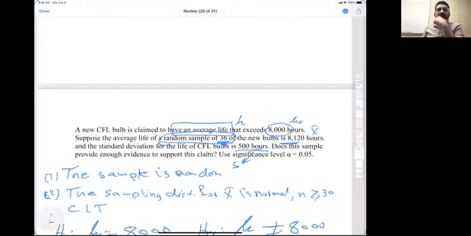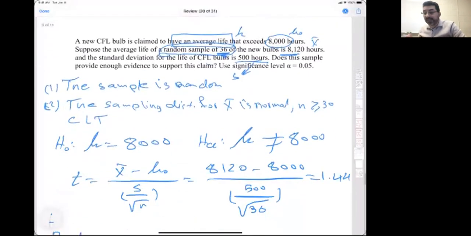He said that here a new CFL bulb claimed to have an average life that exceeds 8,000, right? Exceeds 8,000. This is the claim. Okay, we need to adjust something here. The claim says that it exceeds 8,000. So the alternative is greater than 8,000. So this is the claim.